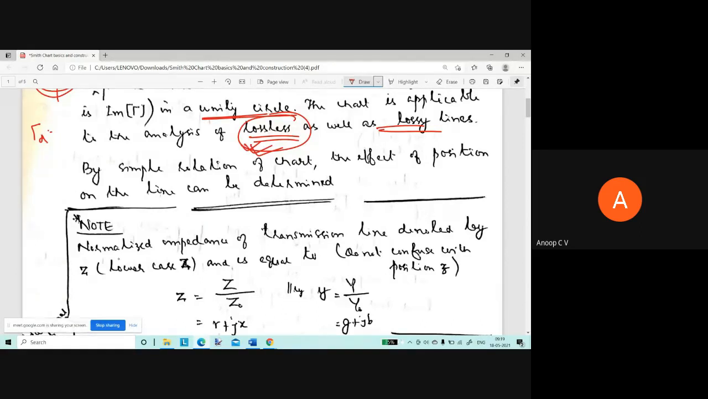If it is a lossy line, then what happens? You have seen that when the gamma phasor rotates, its magnitude is decreasing, and it's also rotating in the clockwise sense. The next point I would like to tell is that by simple rotation of the chart, the effect of position on the line can be determined. What is the meaning of this? I'll just tell you.